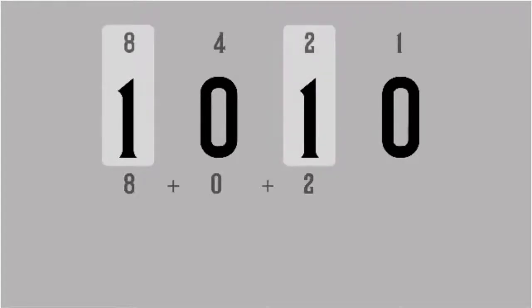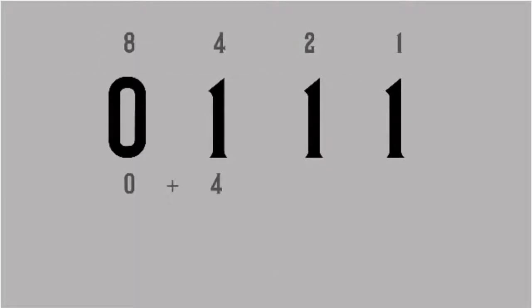To work out a number, we add together any columns with a 1 in them. This number has a 1 in the 8 column and a 1 in the 2 column, so we add 8 plus 2 to get 10. This number has 4 plus 2 plus 1, which is 7. Can you work out this number? That's right, it's the number 5.